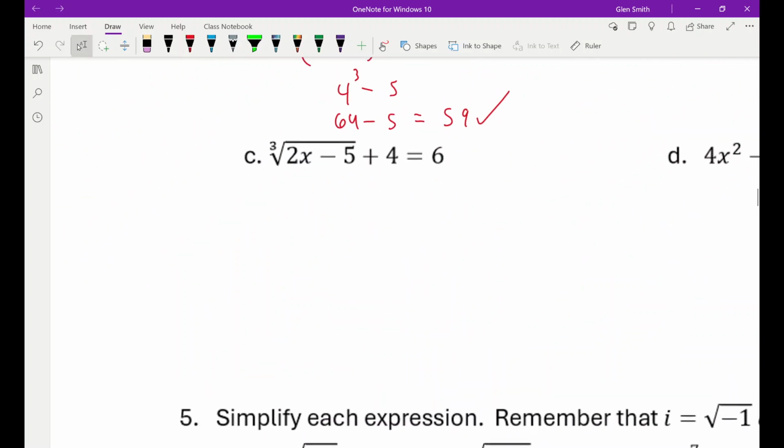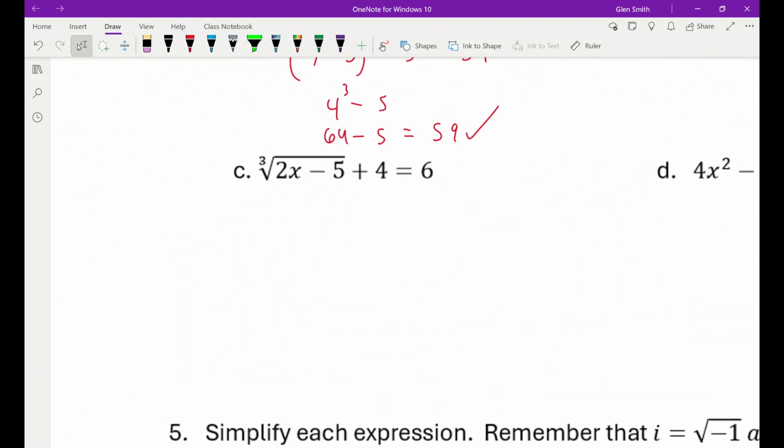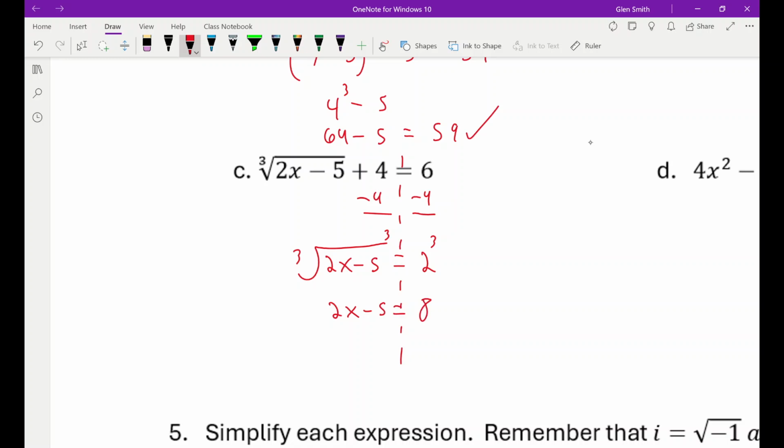Okay, for C. We have another root, but it's a cube root this time. But just like we did with the first two, we're going to do minus 4. Minus 4. Yeah, that leaves me with the cube root over here equals 2. Now to get rid of the cube root, we're going to do a power, so we're going to cube both sides. That leaves me with 2x minus 5 is 2 cubed, which is 8. We're going to add 5 to both sides, which is 13. And then we're going to divide by 2, which is 13 halves.